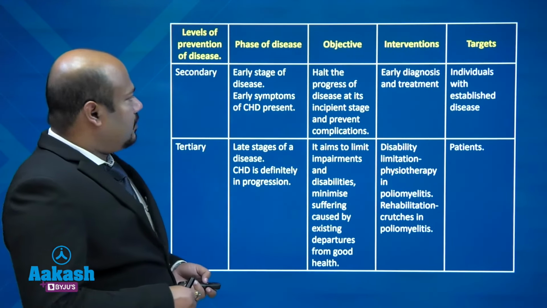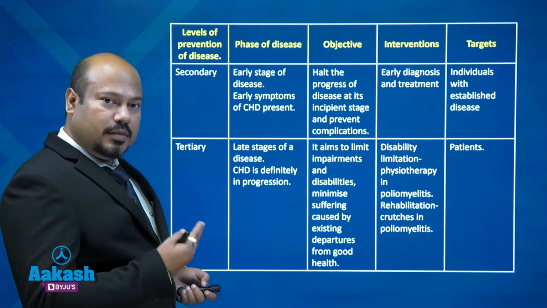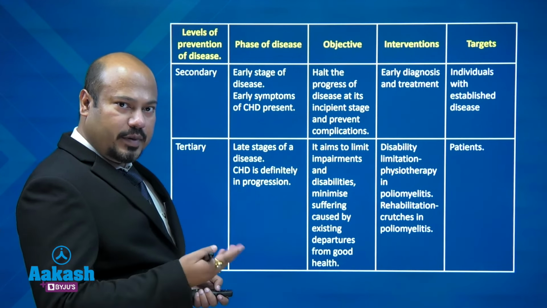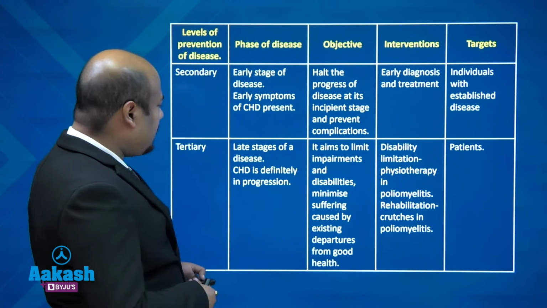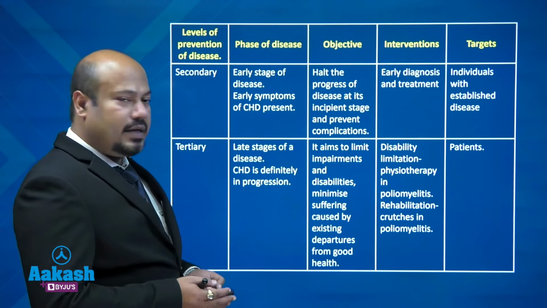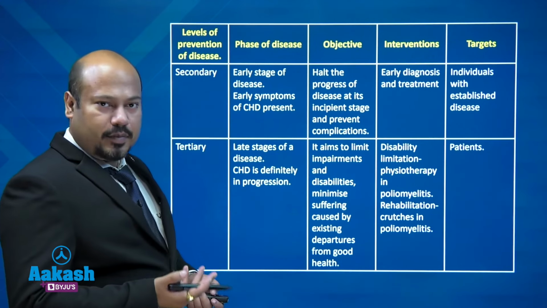Secondary level of prevention, the stage of intervention will be the early stage of the disease where the early symptoms are present. The objective is to halt the progression of the disease at the incipient stage. And tertiary means it's a late stage of disease where the intervention is being made. So the aim is to limit the impairment and the disabilities. So minimize suffering caused by the existing departures from good health.